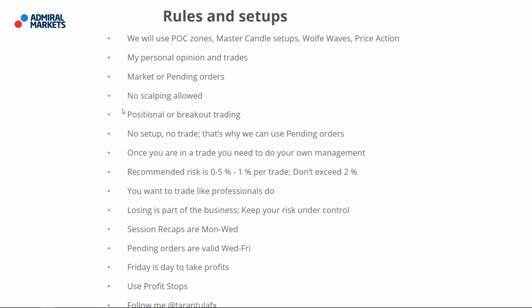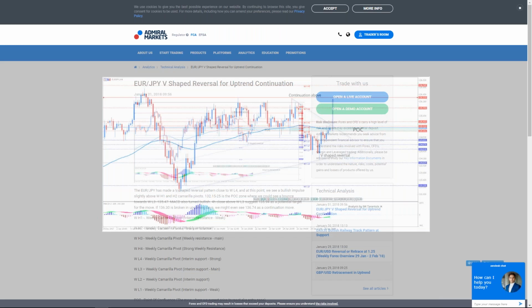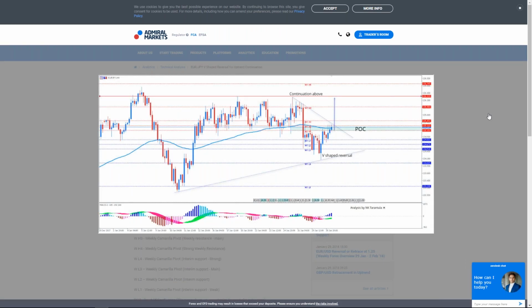Before I start giving you possible setups, this is the setup that I did the analysis for today. It was Euro Yen, and on the Telegram channel, of course, we made nice profits. If you followed this setup on the Telegram channel, it was pretty much good. I collected 50 pips. I made the analysis on the 4 hour, but I did a 15-minute trade.